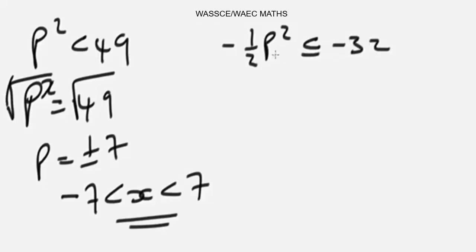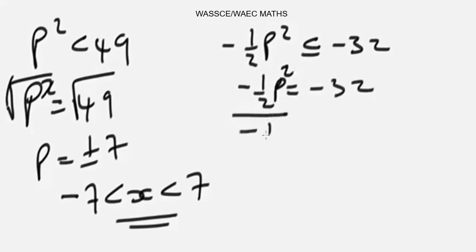Now, we want to make p the subject of the formula. Okay, let's remove the inequality. Let's replace the inequality sign here with equal to. So this is something else: minus 1 over 2 p squared equals minus 32. So firstly, divide both sides by minus 1 over 2. So this will cancel this. Now, minus 32 divided by minus 1 over 2.